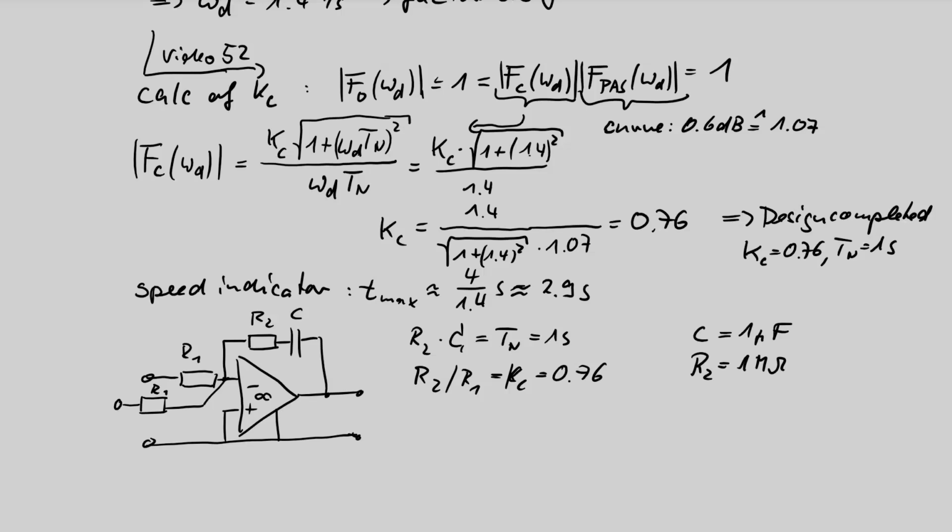And R1 can be calculated then. R1 is R2 divided by Kc. In our case, 1 megaohm divided by 0.76. This will be, let's type in, 1.32 megaohm, and then you can build it. Yeah, that is the one possibility.